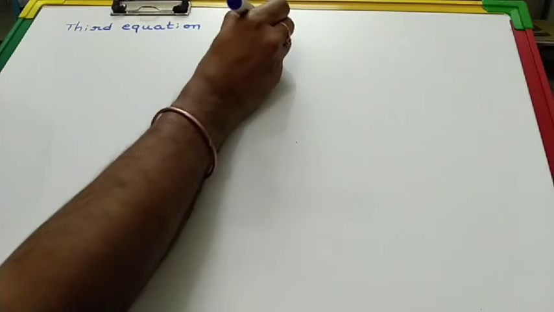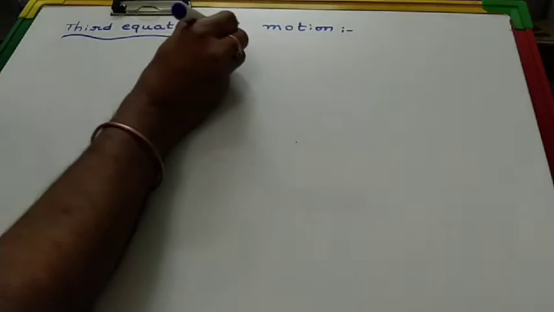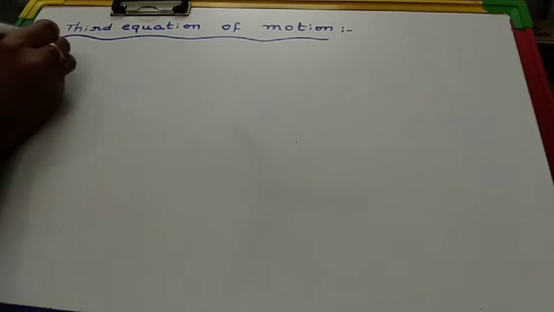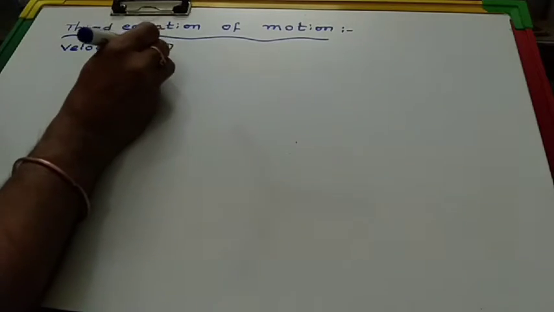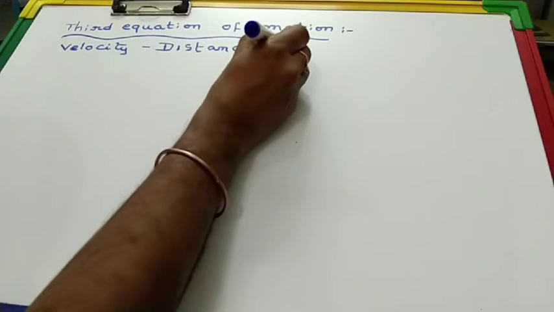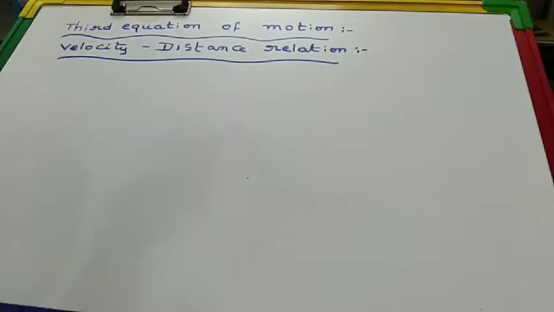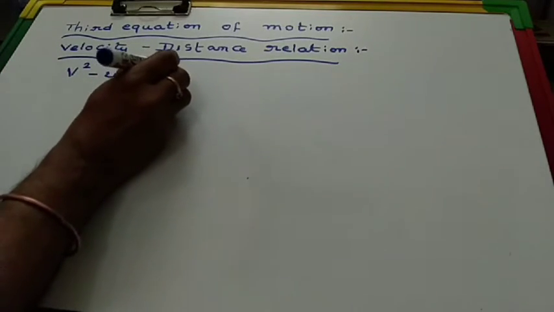Third equation of motion, or velocity distance relation, or v square minus u square is equal to 2as.